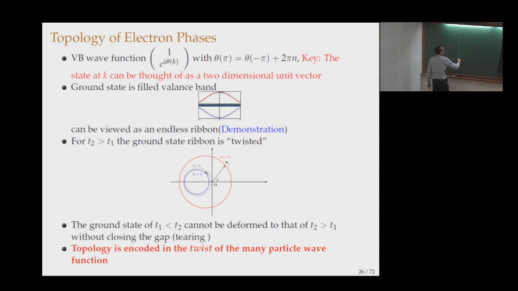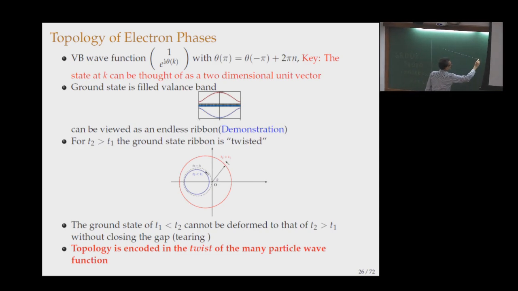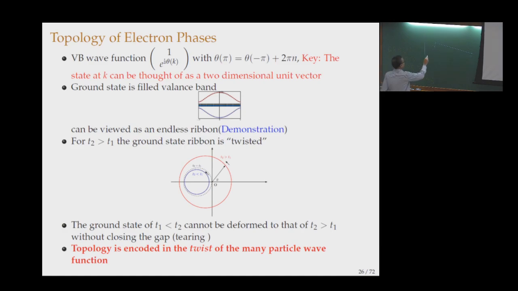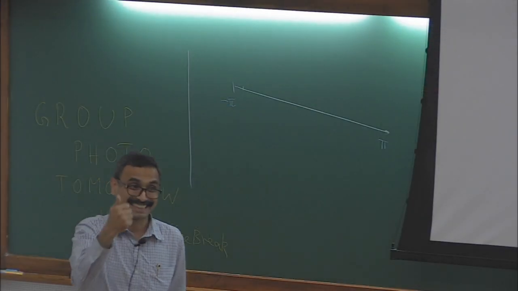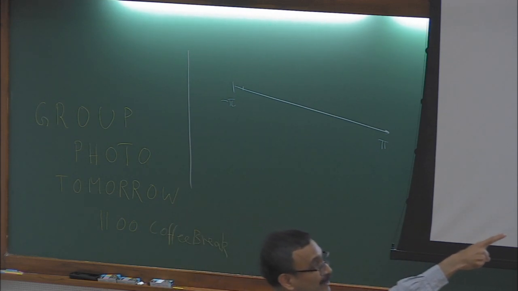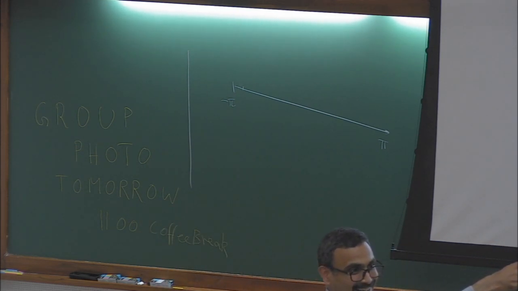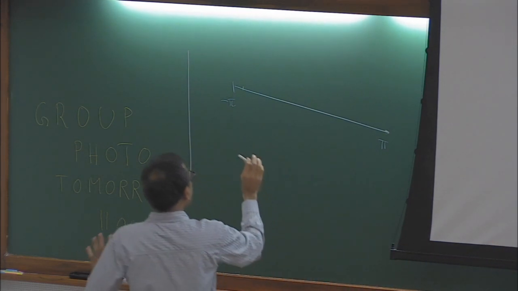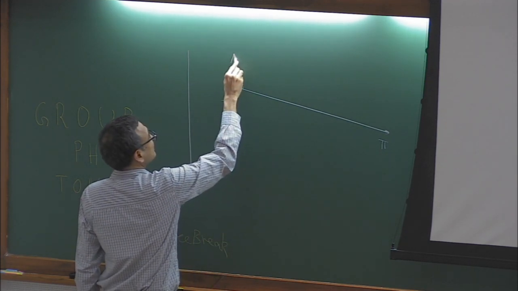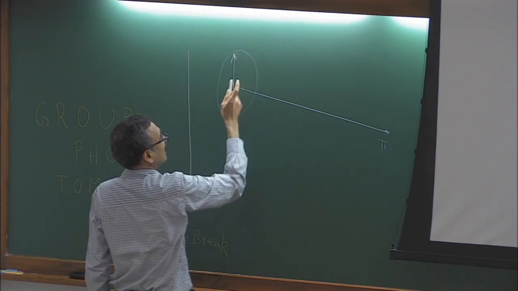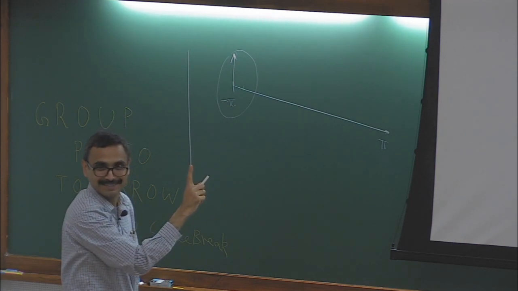So fine. So what you can do is the following. Imagine that this is the Brillouin zone. So we start from minus pi and go to plus pi. So what am I attaching to the points in the Brillouin zone? I am attaching a phase, which is e to the i theta of k. So now imagine that I attach a phase. You should imagine that I'm putting something on the dial of a clock.